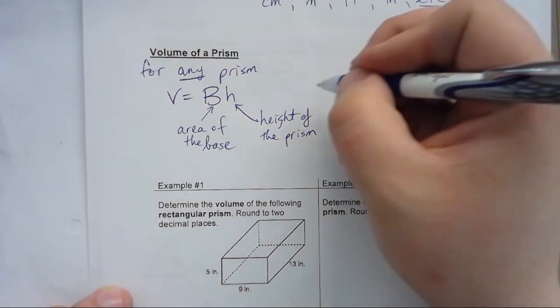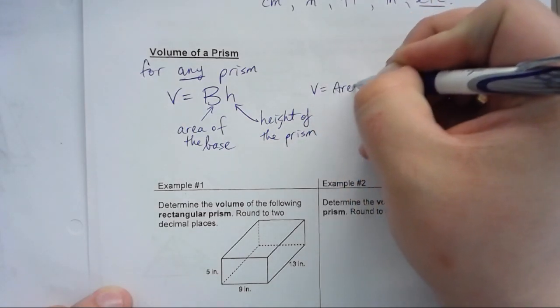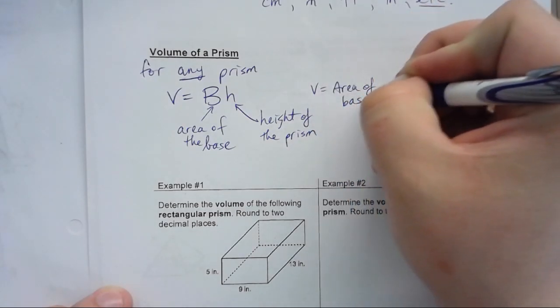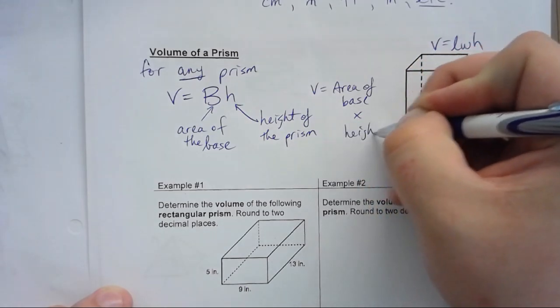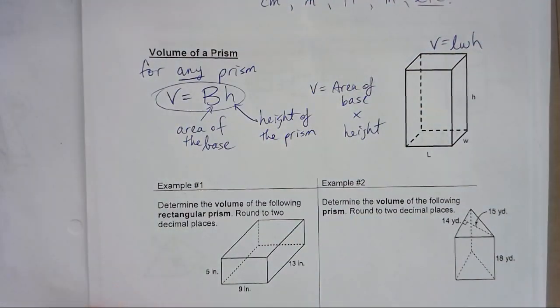So again, you can put this in words if you like. Volume is area of base times height. And we don't give you that formula. We expect that you kind of understand it logically. So let's do a couple.